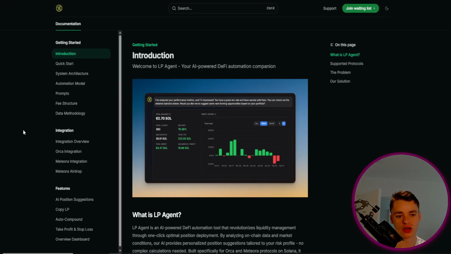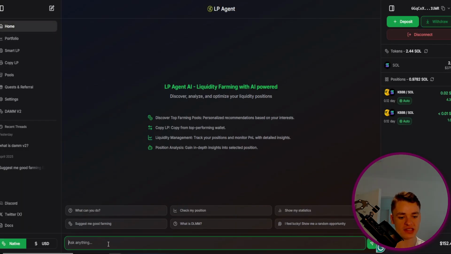So looking at the docs, it already covers a lot of what we know. They are an AI powered DeFi tool for Meteora. So they have their AI agent. You can ask it questions, what kind of pools are good, ask it questions about how DLMM works, show it your positions, quite a lot of functionality right there. I personally don't use this feature too much. I, like many others, am mainly focused on the Smart LP feature, looking at wallets, and also I have dabbled with their Copy LP feature, which I can speak about today as well.